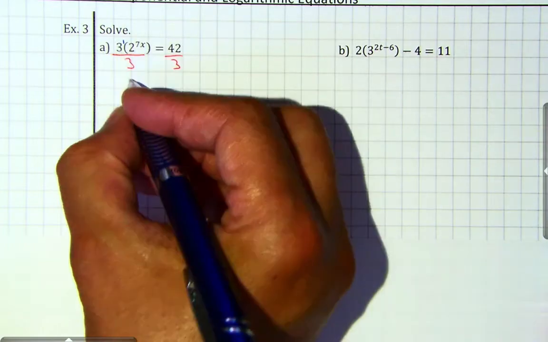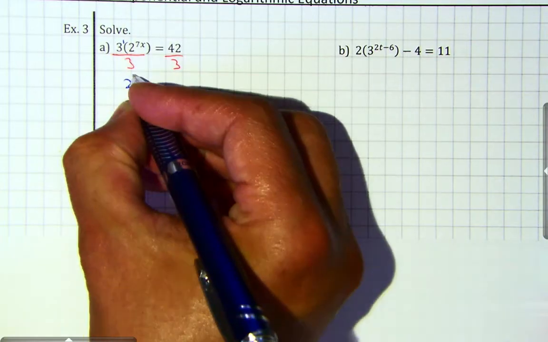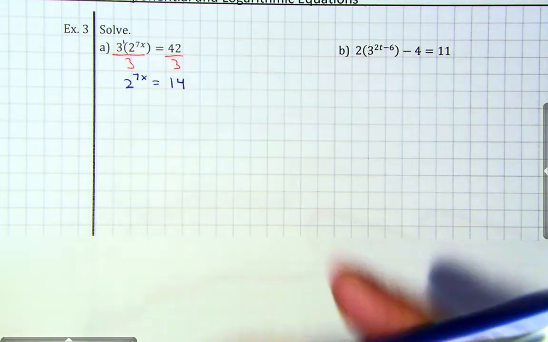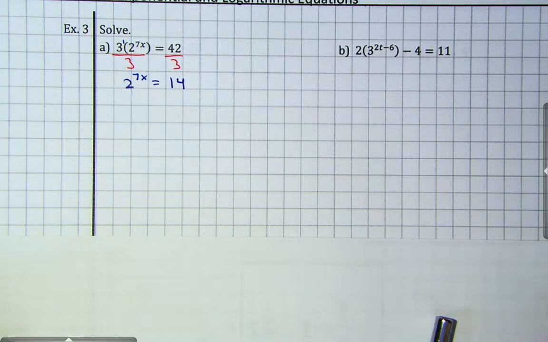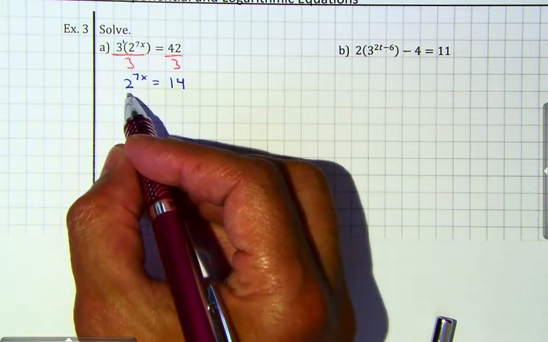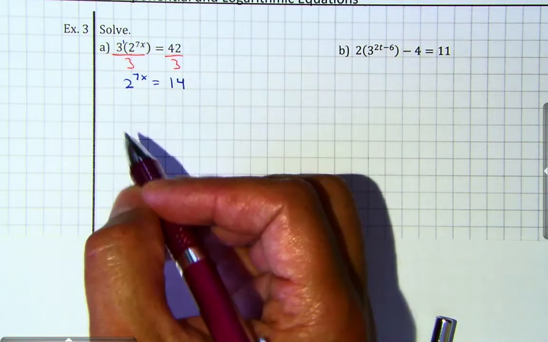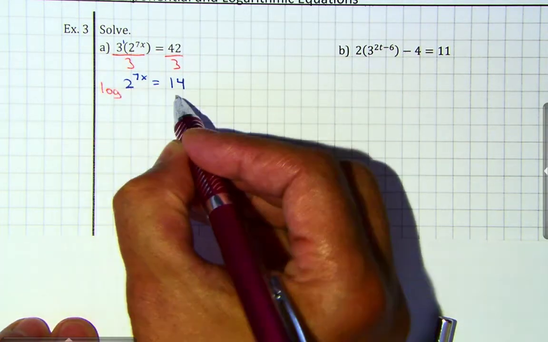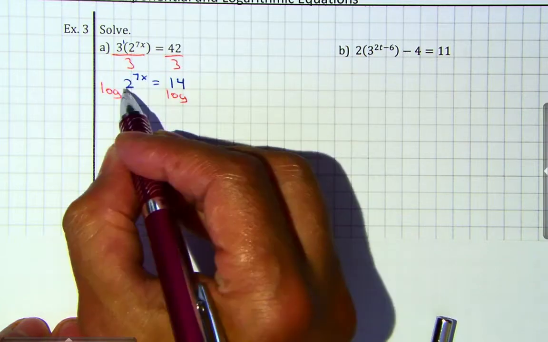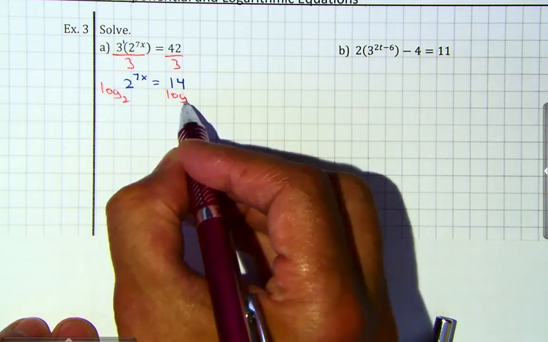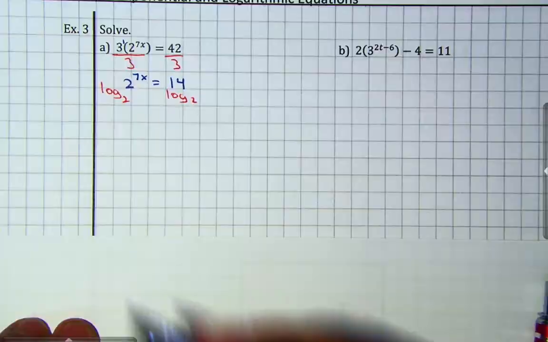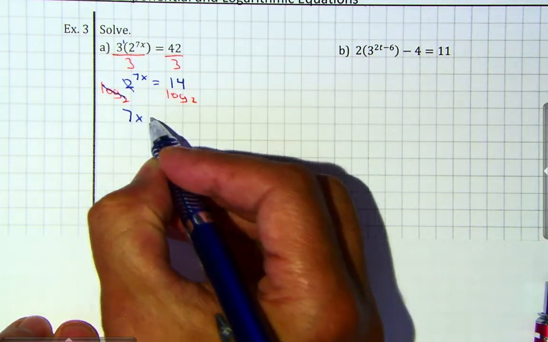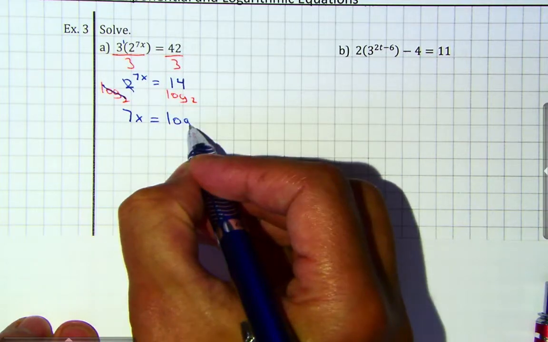So the 3's cancel. So now I have 2 to the power of 7x equals 42 divided by 3 is 14. I need to get rid of a base. How can I get rid of a base? To get rid of a base, we're going to do the inverse, take the log on both sides. Now I need to get rid of the base 2, so I need to take the log base 2 on both sides. According to the inverse property, that will cancel out, so therefore 7x equals log base 2 of 14.